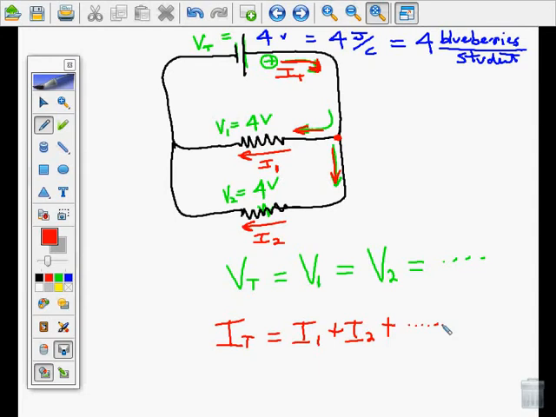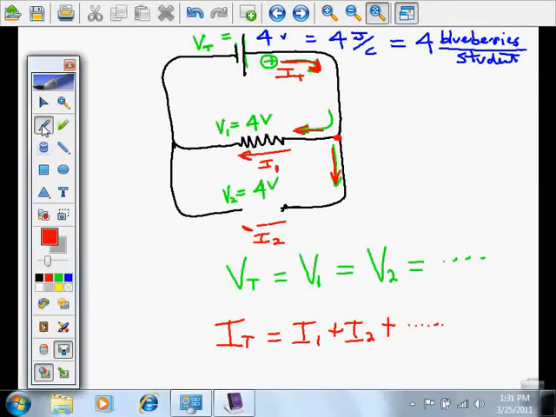Notice, these formulas are just the opposite of what they were for the series circuit. Now the voltages are all equal and the currents add up. This is a more popular circuit. All your household plugs are wired in parallel so that you can turn one off and the other one is still getting all the voltage. Each one acts independently.